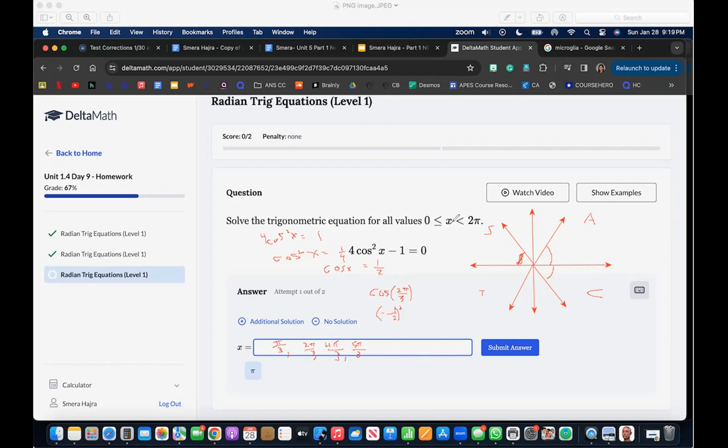Again, it was a little confusing with the signs, but the main thing that I missed when we went over this was the fact that it has to be in between these two regions. And there you go.